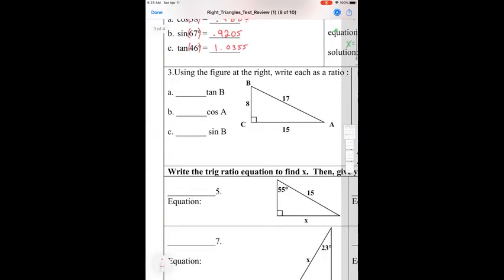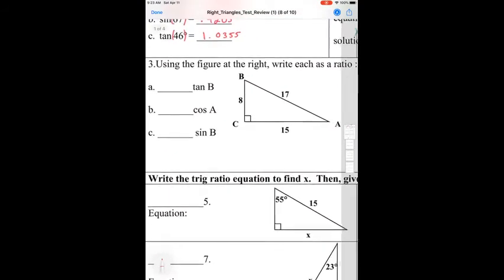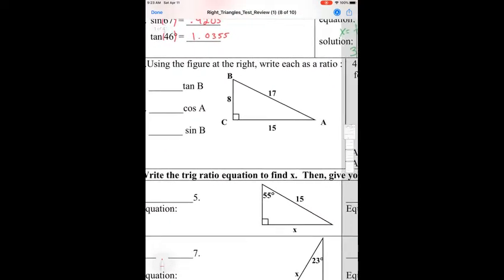All right, moving on to number 3. It says use this triangle, and it wants us to write the ratio. In other words, it wants us to write what tan of B is equal to, cosine of A, sine of B. And so remember, the very first thing we have to do is label this triangle according to your angle of reference. One thing that's never going to change is what's across from your 90 degrees.